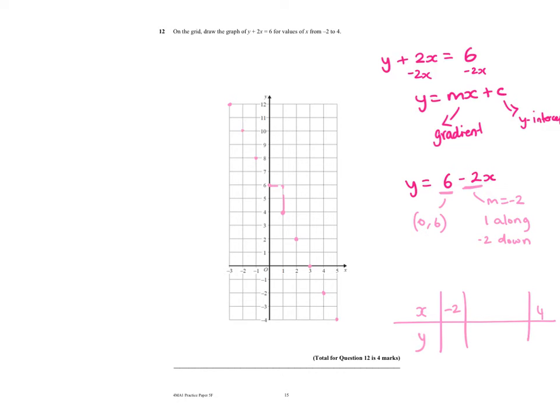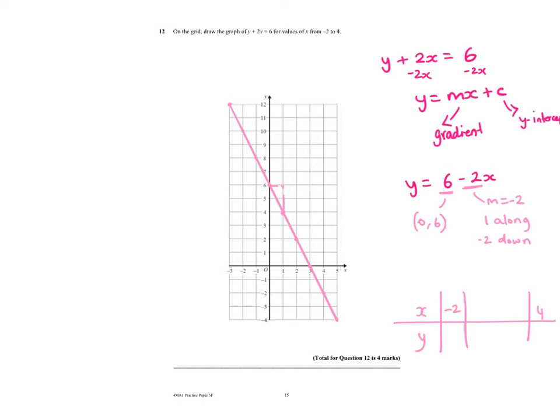Okay, here we go. So now I'm going to get my ruler, and then I'm going to draw my straight line.